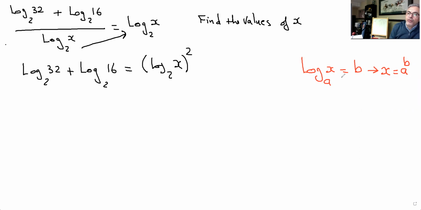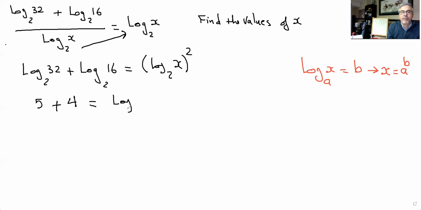Now, if you go to this rule and you want to solve for this, when I ask you what's log base 2 of 32, basically I'm asking you 2 to the power of what gives you 32. So what is it? It's 2 to the 5. So therefore, log base 2 of 32 is simply 5, plus, what's log base 2 of 16? Again, I'm asking you 2 to the power of what gives you 16? 2 to the power of 4. So therefore, log base 2 of 16 is 4.